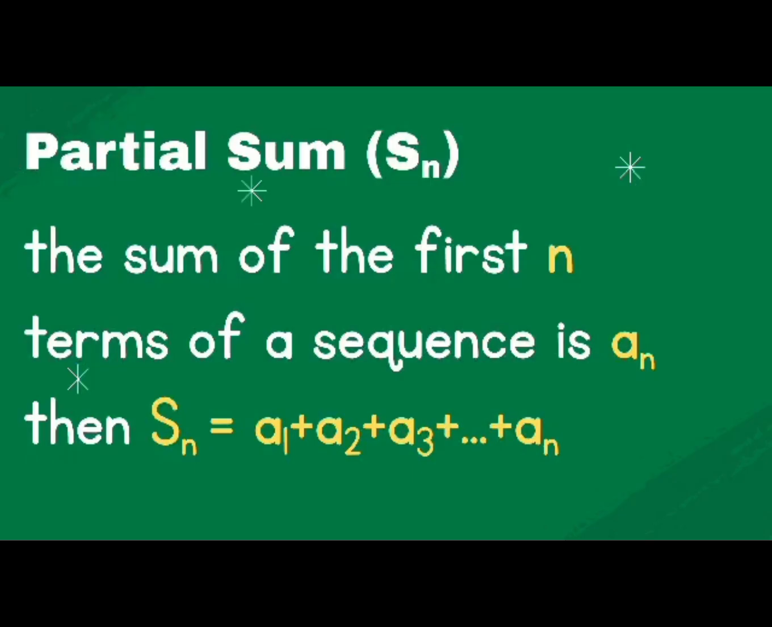Partial sum, denoted as S sub n, represents the sum of the first n terms of a sequence. This means we add up each term starting from the first, a sub 1, then a sub 2, a sub 3, and so on, until we reach the nth term, or a sub n. So we can write it as S sub n equals a sub 1 plus a sub 2 plus a sub 3 and continues until a sub n. In simple terms, the partial sum helps us find the total of the first few terms in any sequence.